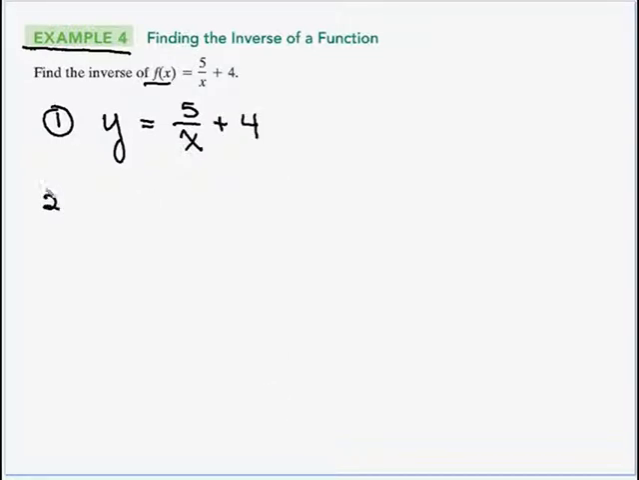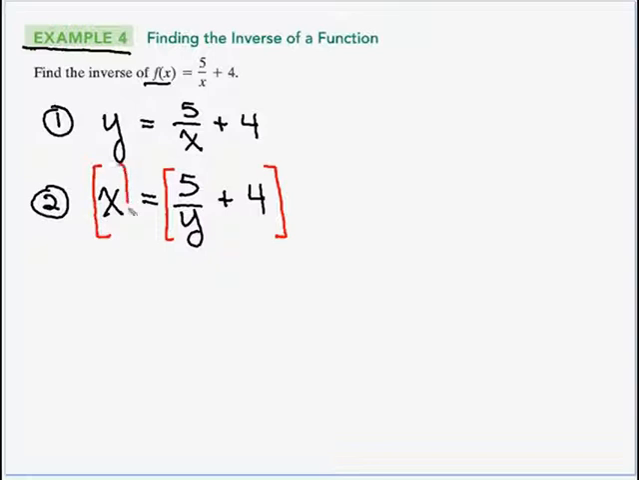Step 2, swap the variables. So I'm going to replace the y with an x, and I'm going to replace the x with a y. Now let's see, we want to solve for y. We want to get y by itself. Probably the easiest way to go about this right here would be to multiply and clear both sides of fractions. Well, the only fraction we have is right here, 5 over y. And how do we clear that denominator? Well, we multiply by the denominator. I'm going to multiply both sides times y.